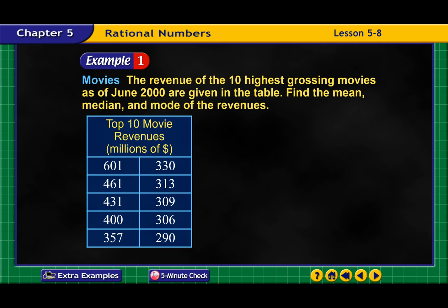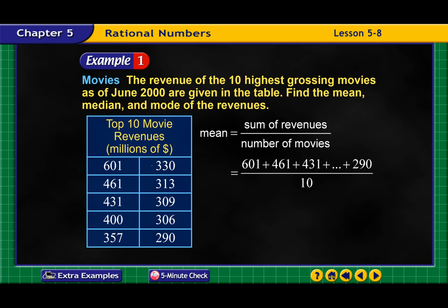All right, so the revenue for the 10 highest grossing movies as of June 2000 are given in this table. Find the mean, median, and mode of those revenues. So here's the top 10 movies in millions. Wow, June of 2000, that's a long time ago. Star Wars made over $1 billion. Anyways, the mean is going to be the sum of all the revenues divided by however many movies there are. Well, they told us there's 10 movies.